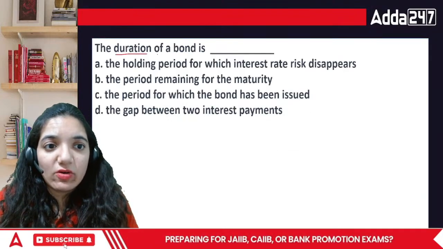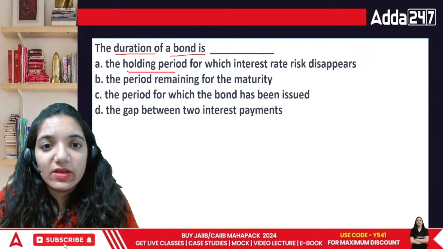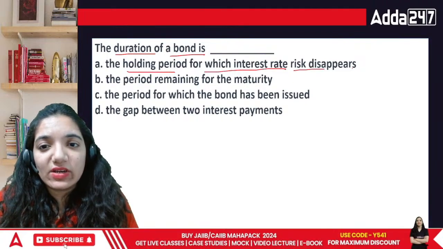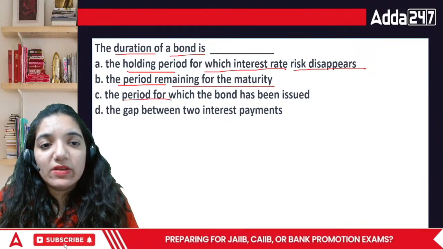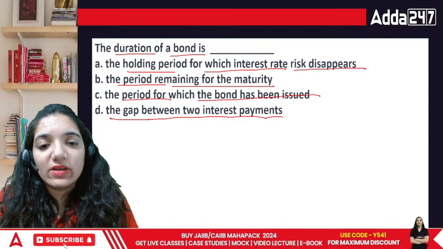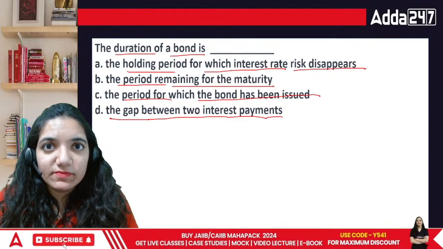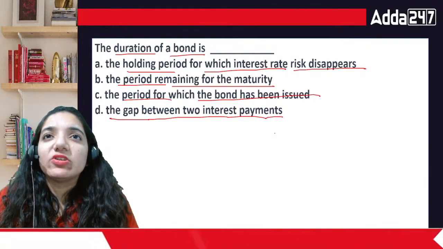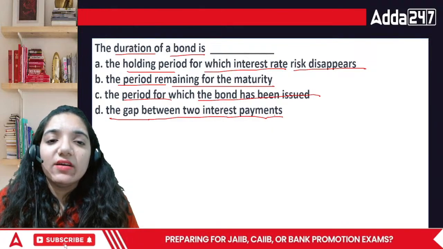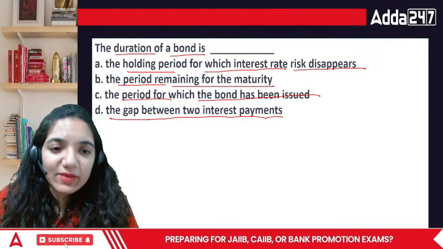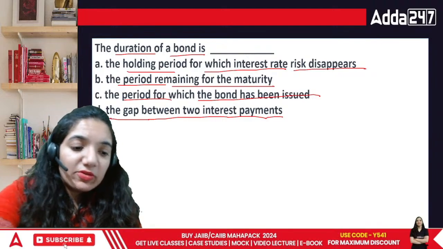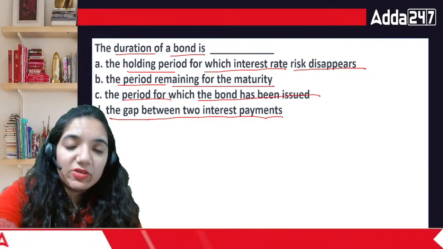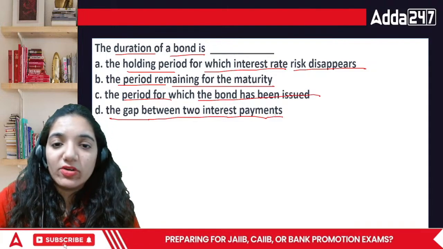The duration of a bond is the holding period for which the interest rate risk disappears, the period remaining for the maturity, the period for which the bond has been issued, or the gap between the two interest payments. What do you mean by the term duration, everyone? Duration basically means any kind of period. That is one particular thing. Now, what they are talking about in this question, how do we define the term duration? Duration of a bond is what?